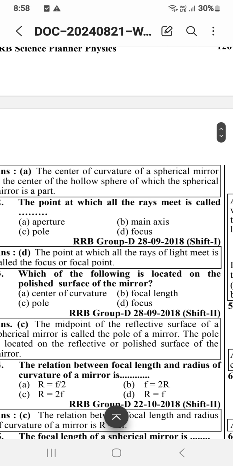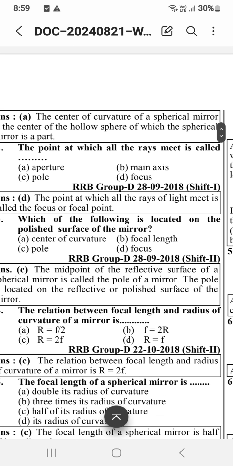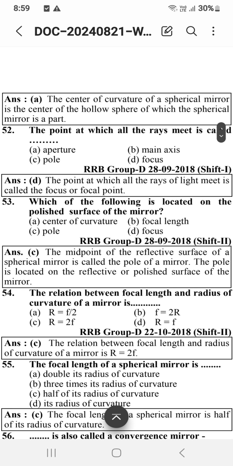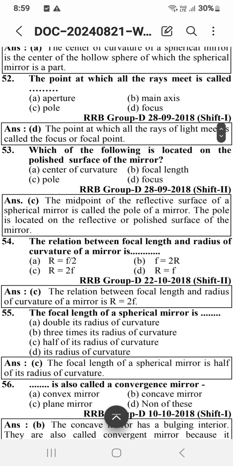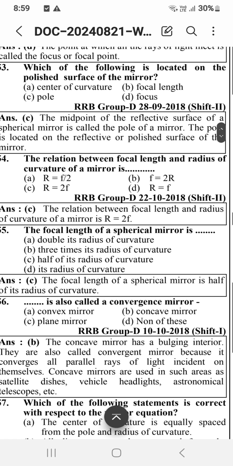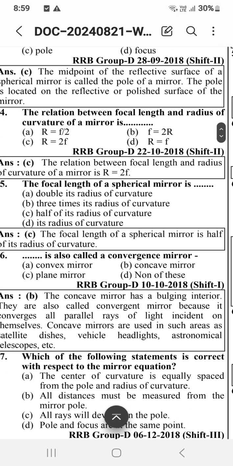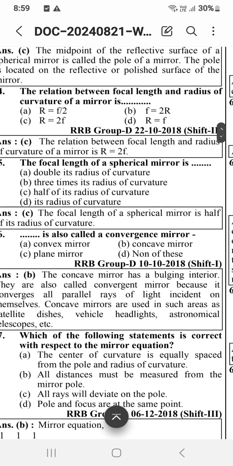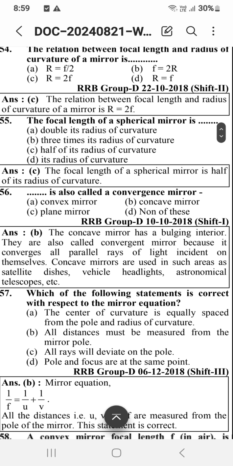The relation between the focal length and the radius of curvature of a mirror is R equals 2f. The focal length of a spherical mirror is half of its radius of curvature. A concave mirror is also called a converging mirror. Which of the following statements is correct with respect to the mirror equation? All distances must be measured from the mirror pole. 1 upon f equals 1 upon u plus 1 upon v.